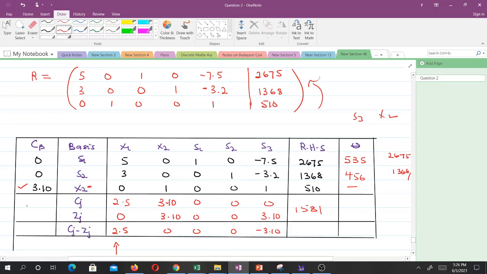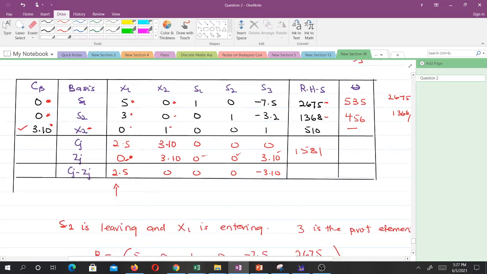Okay. So the only thing for us to find is our ZJs. The ZJ at this point, for instance, is given by 0 times 5 plus 0 times 3 plus 3.1 times 0, which is 0. Then it will be 0 times 0 plus 0 times 0 plus 3.1 times 1, which should be 3.1, and that's how we get the rest. It needs to be 0 times 3675 plus 0 times 1368, then plus 3.10 times 510, which will give us 1581.